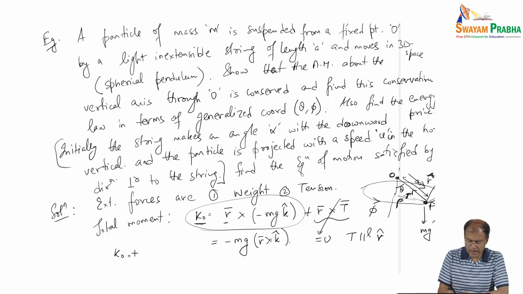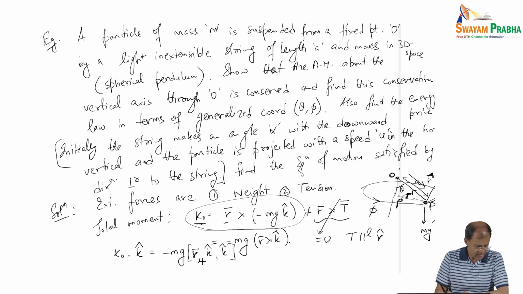So if we take k naught dot with k, we see that this is minus mg r k k. This is the scalar triple product with two vectors the same, and this is going to be 0, right? So since this is 0, t is parallel to r.